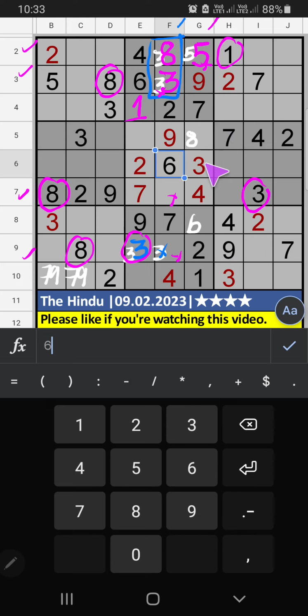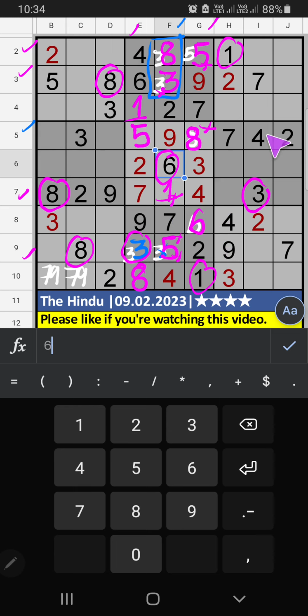Then column G, 2 numbers are remaining, 6 and 8. 5th grid, we already have 6. So 6 can't come in the cell. 6 is confirmed here. Then 8 is here. Then column F, 2 numbers are remaining, 1 and 5. 8th grid, we already have 1. So 1 can't come in the cell. 1 is confirmed here. Then 5 is here. Then 8th grid, only 1 number is remaining, 8. 8 is confirmed here. Then column E, only one number remaining, 5. 5 is confirmed here.